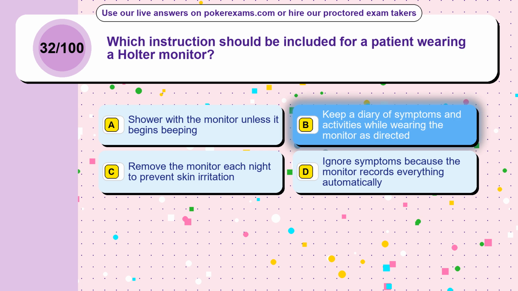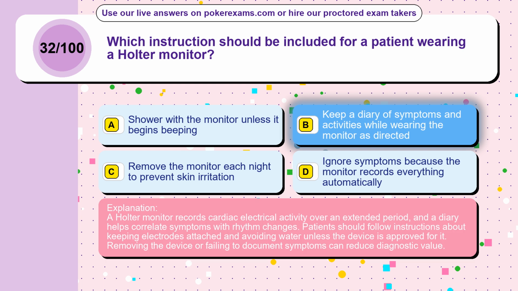The correct answer is option B. Keep a diary of symptoms and activities while wearing the monitor as directed. A Holter monitor records cardiac electrical activity over an extended period, and a diary helps correlate symptoms with rhythm changes. Patients should follow instructions about keeping electrodes attached and avoiding water unless the device is approved for it. Removing the device or failing to document symptoms can reduce diagnostic value.